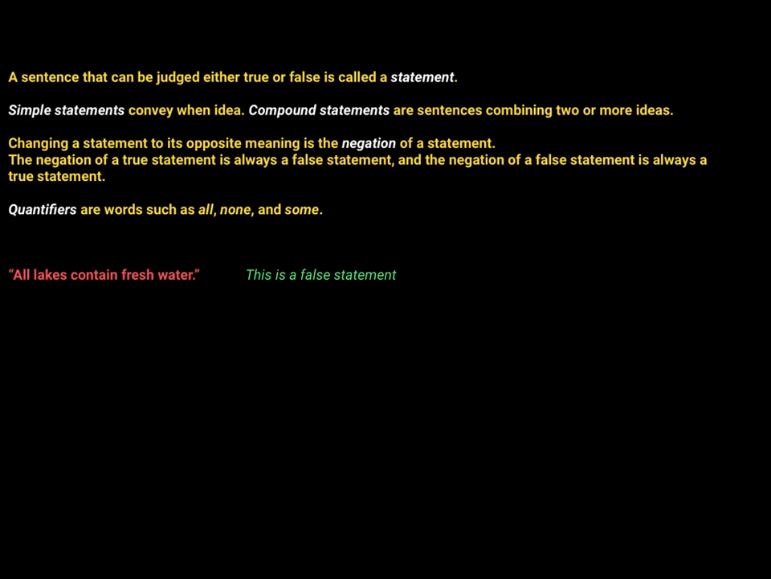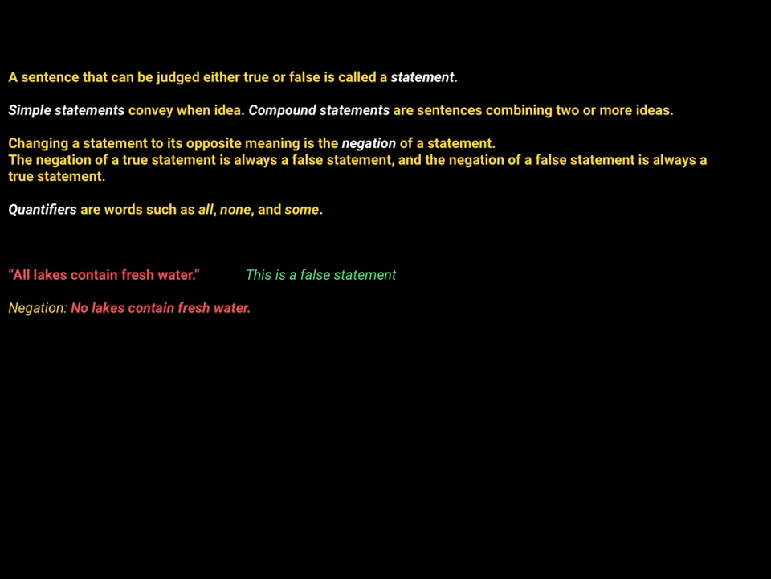So when we consider the negation of this statement, the negation of this false statement has to be true. But what would the negation of this statement be? What if I said the negation, meaning the opposite, is no lakes contain fresh water? Well, this can't be the negation, because this is also a false statement, because there are some lakes that contain fresh water, right? And so this can't be true. So this can't be the negation.